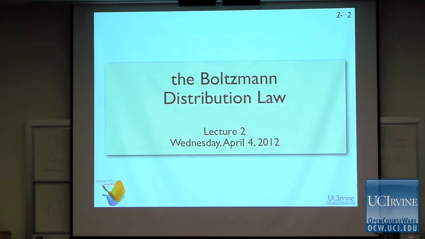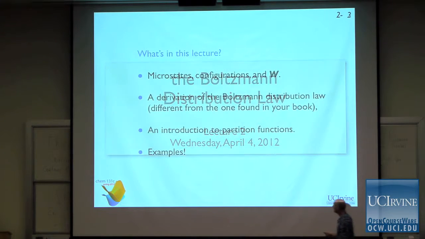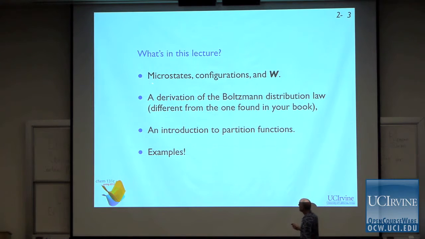Okay. We're talking about the Boltzmann distribution law today. It will be about microstates and configurations and W. We're going to derive the Boltzmann distribution law using a slightly different approach from the one that's taken in your book, because you can read what's in your book already. You don't need to hear me regurgitate that to you. I'm going to introduce you to partition functions. We're going to do a few examples.